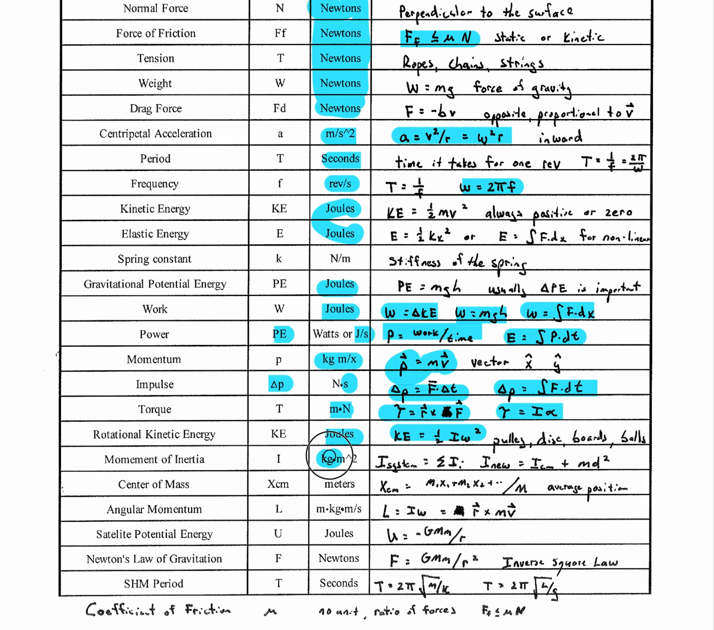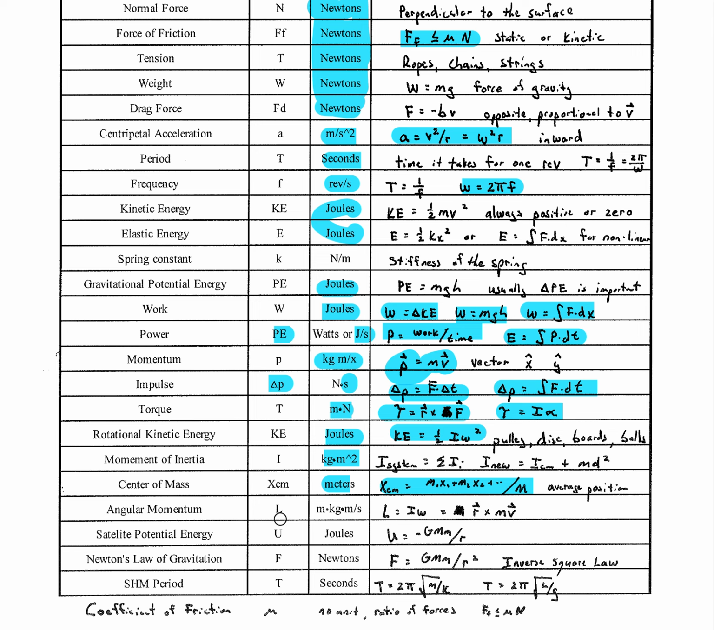So it's a mass times a distance squared. So the moment of inertia has units of kilogram meter squared. It's the rotational version of mass. Center of mass, okay, that's in meters. It's a position, right? How you find it is you just do a weighted average. Again, but the units of center of mass is just meters.